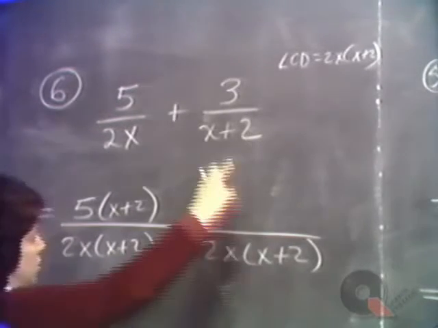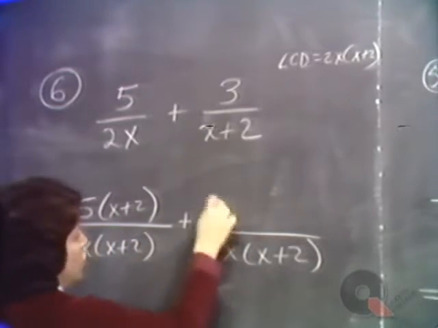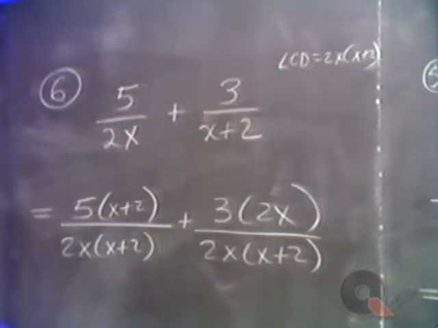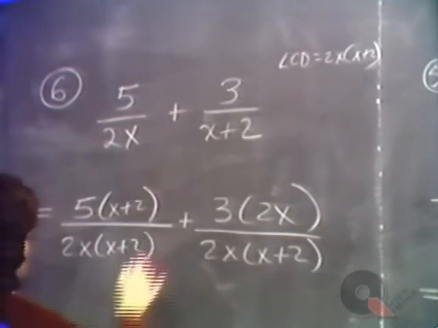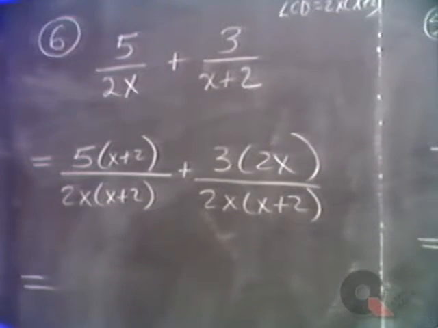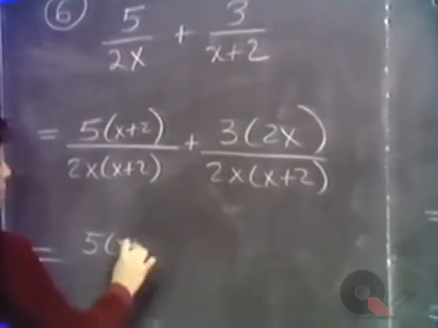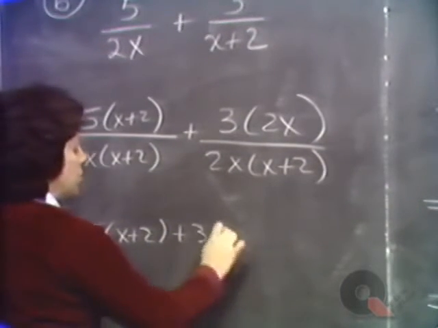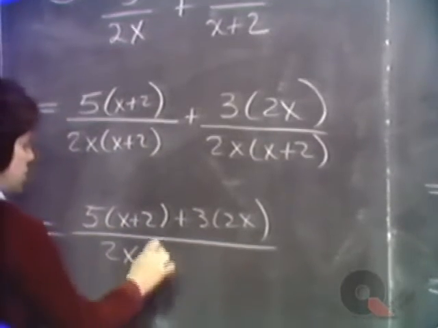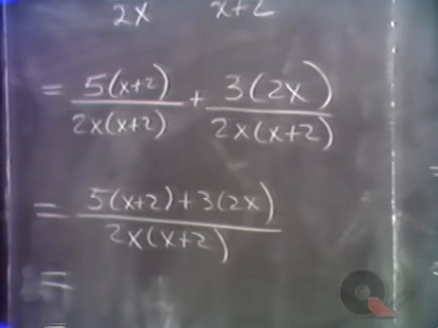All right, now what do we do to this denominator to get this one? We multiply the denominator by 2x, so we will have to multiply the numerator by 2x as well. We now have two fractions equivalent to the original ones that we wanted to add, having the same denominator. So we can combine the numerators, 5 times x plus 2 plus 3 times 2x, put them over the same denominator, 2x times x plus 2, and then let's see if we can simplify it all.